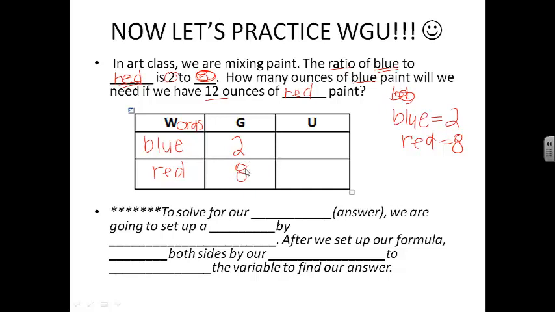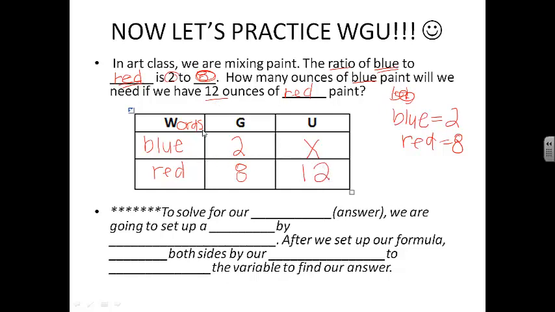All right, now the unknown, what's the question asking? That's what we're trying to find. So how many ounces of blue paint? The question's asking about blue. So where do you think our unknown, our variable, is going to be? It's going to be with blue because that's what the question's asking for. What does the second part give us though? It gives us 12. So we know 12 will go right here.